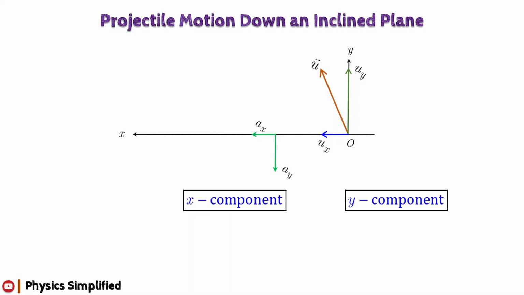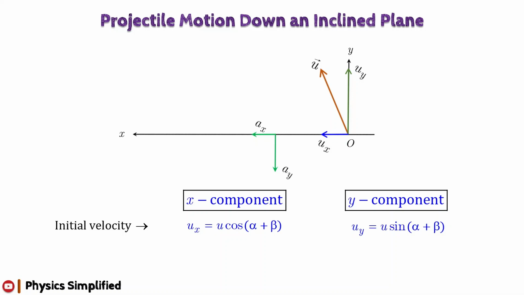with proper sign. The x component of the initial velocity is along the positive x-axis and is given by u_x equal to u cos(alpha plus beta). The y component of the initial velocity is along the positive y-axis and is given by u_y equal to u sin(alpha plus beta).